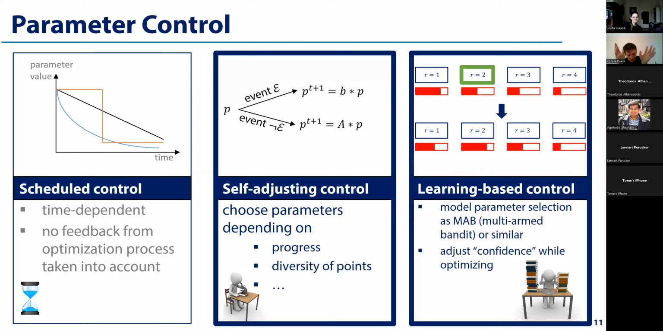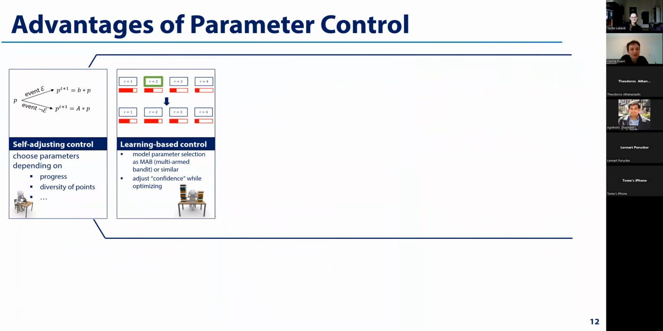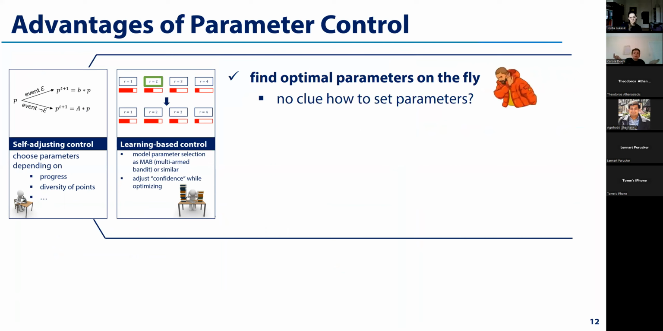At the time I went to this Dagstuhl seminar where I met AutoML people for the first time, I was very much into parameter control, and we had quite some nice results, I think, to present. Essentially what I wanted to discuss at the Dagstuhl seminar was that parameter control is really nice because it helps us find optimal parameters on the fly. So if we have no clue how to set the parameters, we can just try, and with these control methods, while we're optimizing, try to learn a good value. So that's pretty cool.